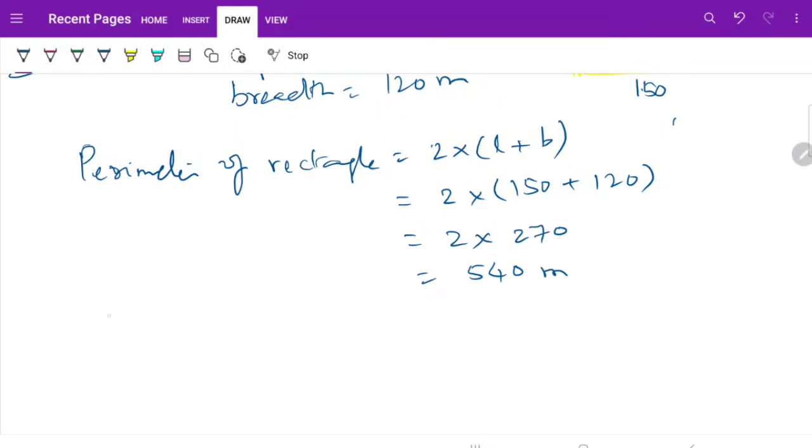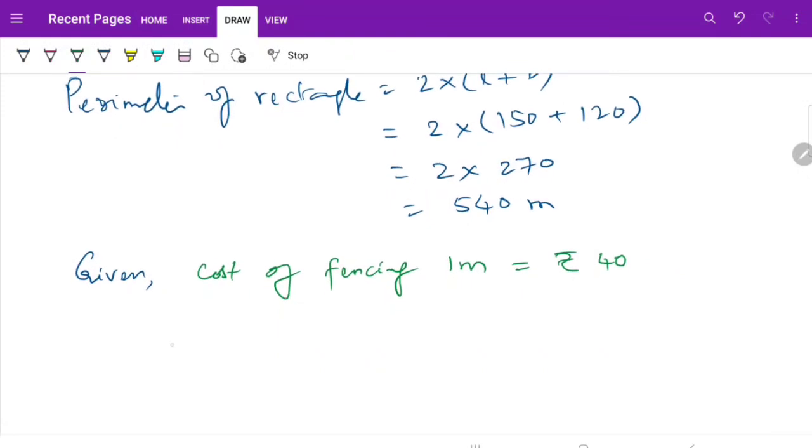So here we write given. What is given to us? This is another part. Given cost of fencing 1 meter equal to rupees 40. Therefore, cost of fencing 540 meter park. For 1 meter rupees 40.